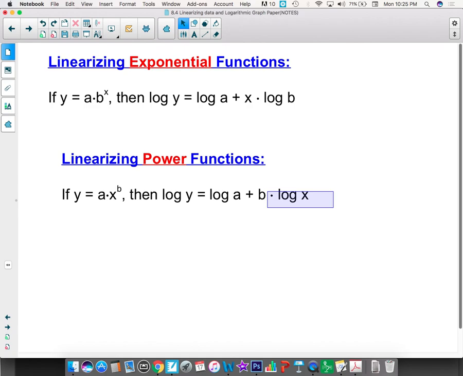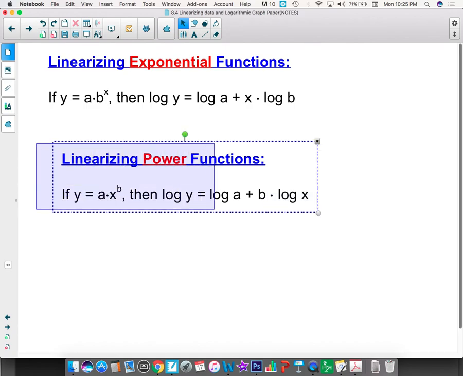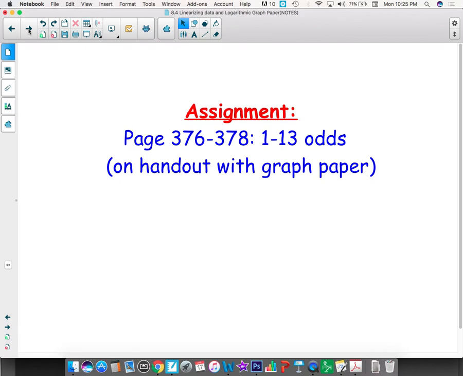So kind of something new. Make sure you guys practice this. You're going to have to memorize how to do this for the test. You're going to have to graph on logarithmic graph paper on the test. So make sure you guys practice it.